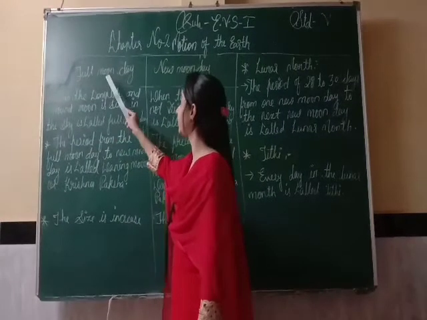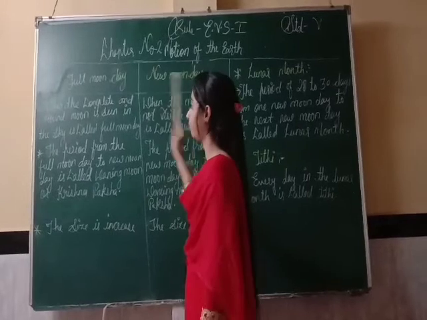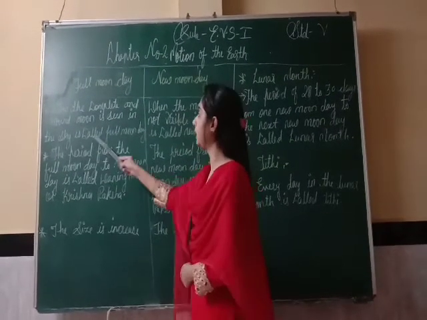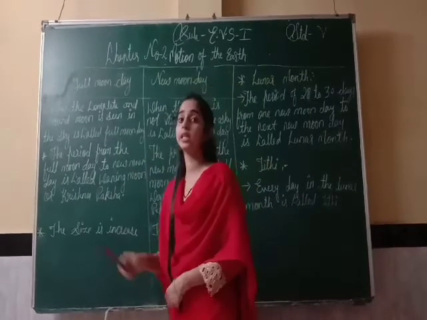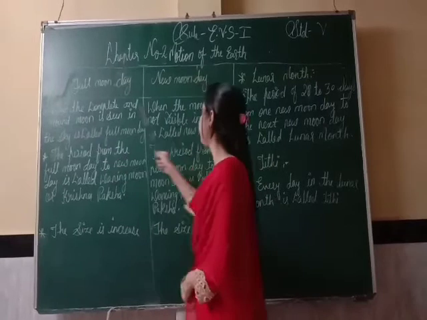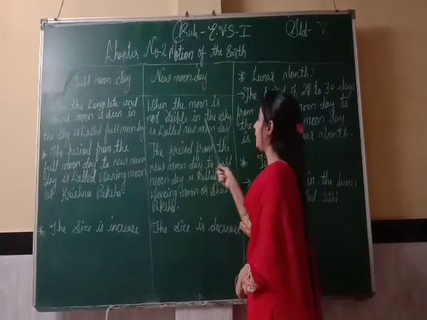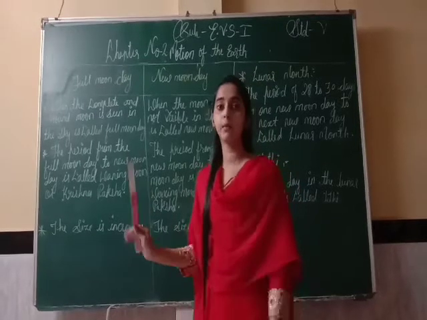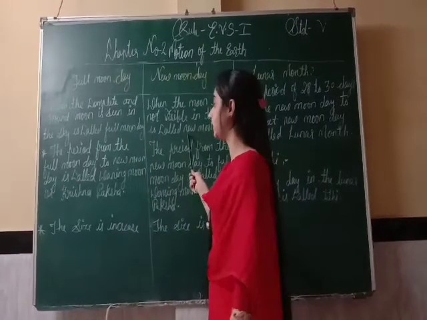Let's see the difference between full moon day and new moon day. When a complete and round moon is seen in the sky, it is called full moon day. Means when we see a whole moon in the sky, it is known as full moon day. When the moon is not visible in the sky, it's called new moon day. When we cannot see the moon in the sky, it is known as new moon day.